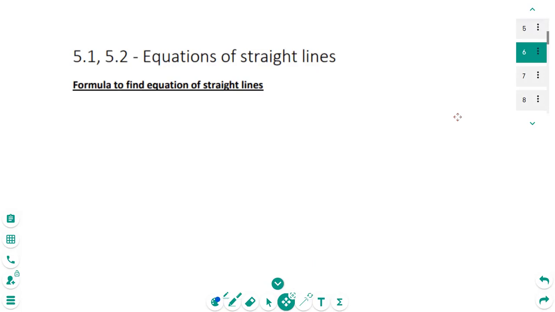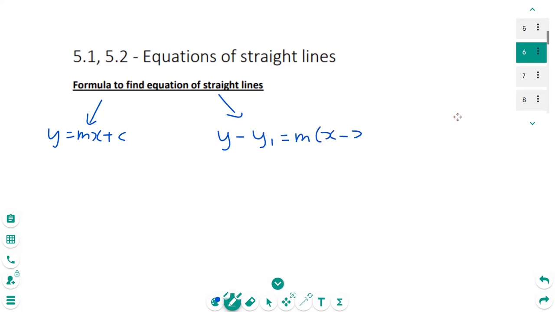Same with equation of straight lines. As you grow up, passing through GCSE, you can still use your babyish y equals mx plus c, which is quite useful. But the other way we tend to use more is a new formula, which is y minus y1 equals m(x minus x1). I'll be referring to this one quite a lot.